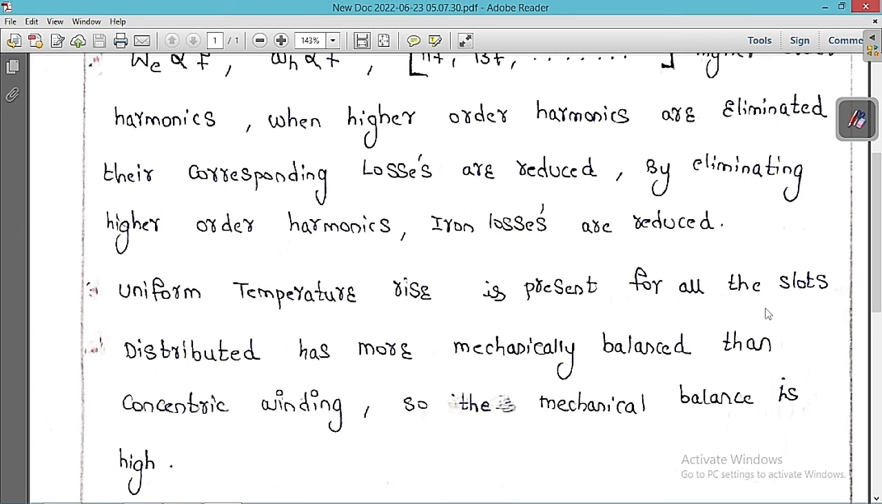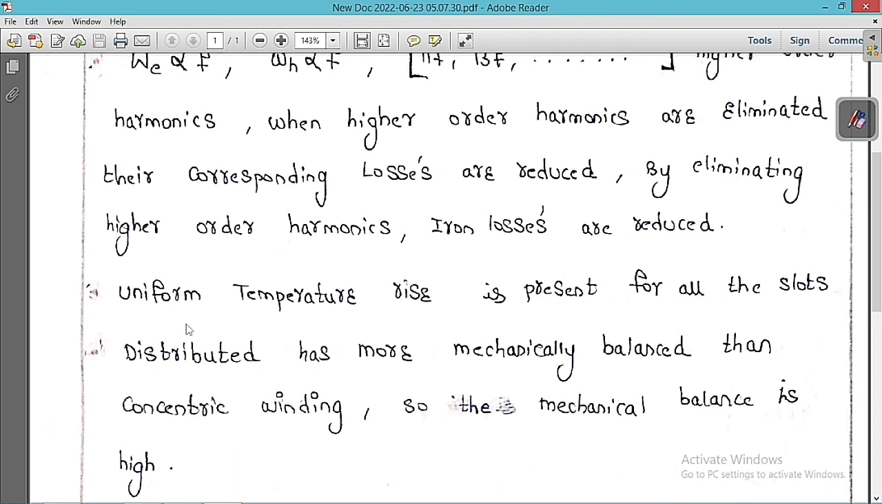So therefore uniform temperature rise is present for all the slots if you go for the distributed winding. In the concentric winding, for a given coil, you keep all the coil sides in one slot, so the temperature rise will be very high. But if you go for the distributed winding, keeping the coil sides of one coil in different slots and not in the same slot, then the uniform temperature rise is present in all the slots. So this is one of the main advantages of using the distributed winding.